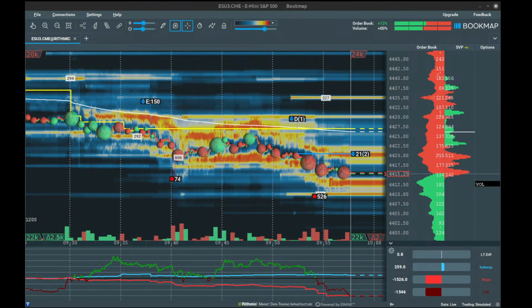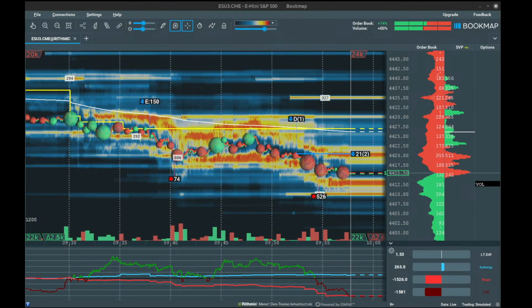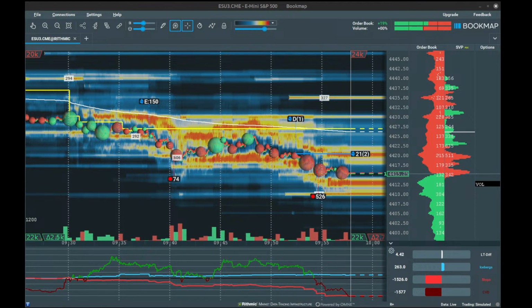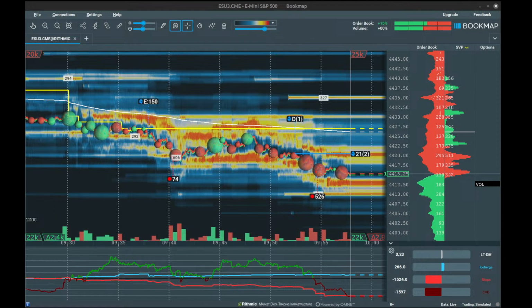On the other side of it, if we push below and continue, then I think it's time to put on a short fade scalp trade. So that's going to be our key pivot, the reaction around 44.14 to 44.10 on ES.